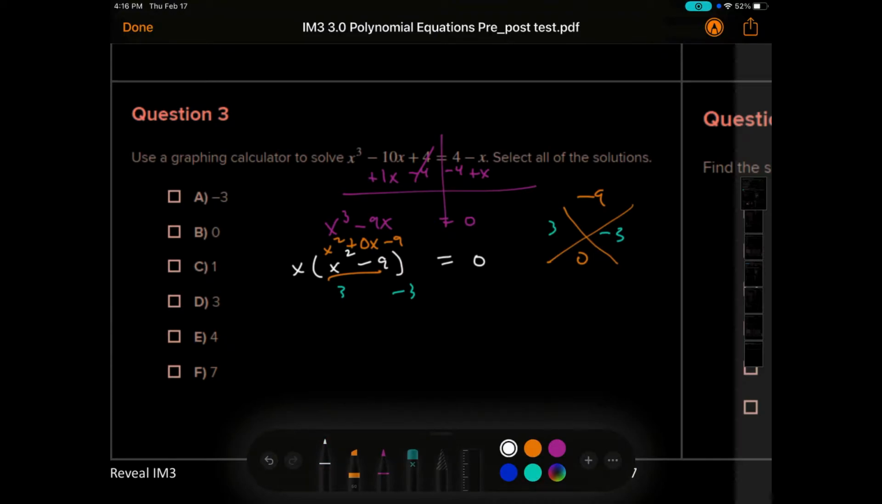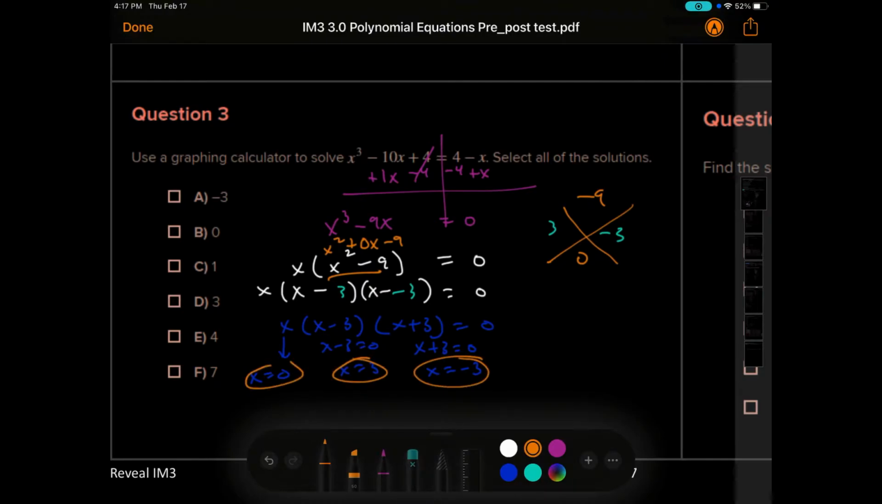I'll show you guys the proper way. So you really need to write x minus, x plus. So this will become x minus 3 and x plus 3, and then when you set each of these equal to 0, you'll have x equals 0. This becomes positive 3, and this one becomes negative 3. Okay, so those are your 3 solutions here. So that would be B, A, and D.